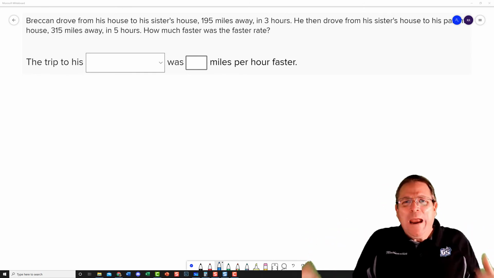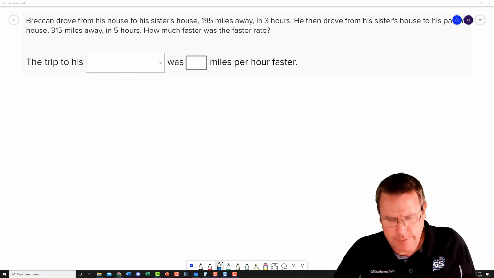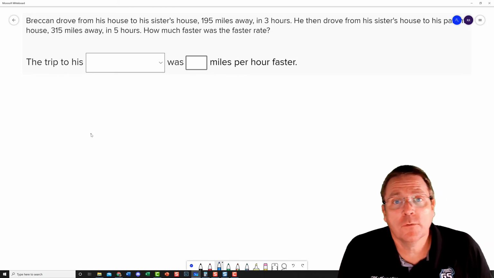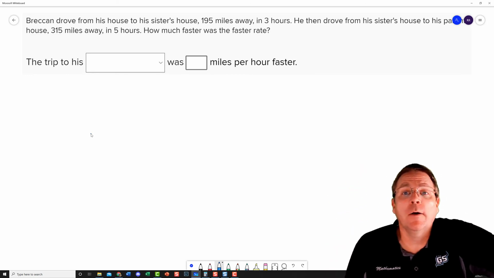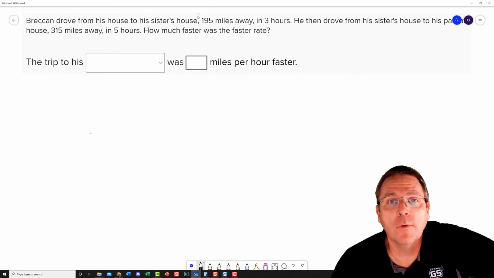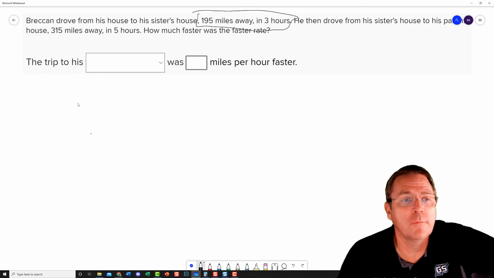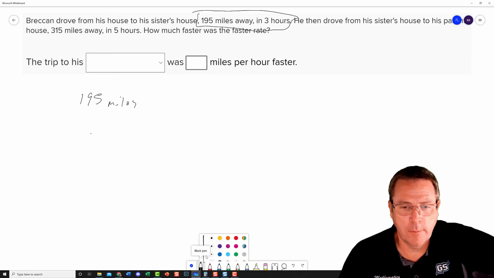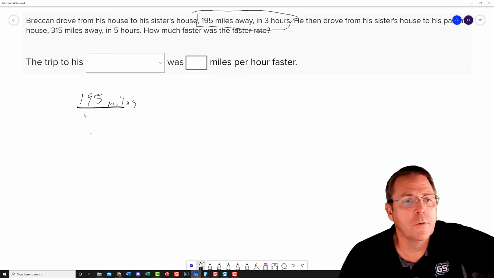Brecken, where do they come up with these names? Brecken drove from his house to his sister's house 195 miles away in 3 hours. That looks like it's going to be a ratio there, so I'm going to write 195 miles, and let's make my pen a little bit bigger for y'all, over 3 hours.